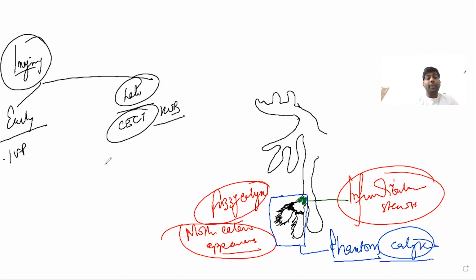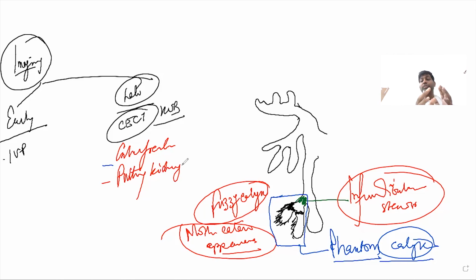The CT scan may show calcifications. At the late stage, we might find putty kidney, where the kidney becomes fibrosed and appears like cement. So this is known as putty kidney or cement kidney, which is a late finding seen in the late stage of genitourinary tuberculosis, and is better picked up by the CT scan.